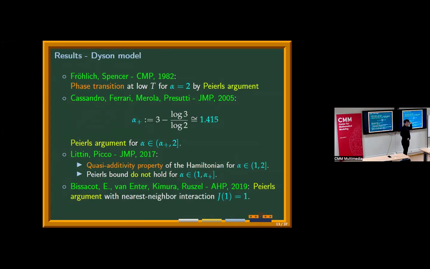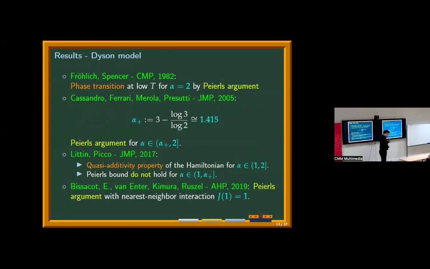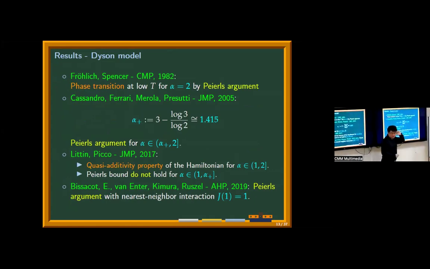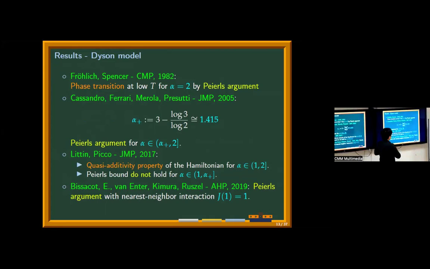After Fröhlich and Spencer, it was quite natural to ask if it's possible to generalize the notion of contour for other alphas. For alpha between one and two, we have alpha equal to two. How about the others? Cassandro, Ferrari, Merola, and Presutti showed that yes, it is possible to use that type of contour from Fröhlich and Spencer for other alphas. However, this type of approach needed to limit the range of alpha. It's not for any alpha between one and two, but for alpha above alpha plus and below two, where alpha plus is that number here. So we can't really go through for any alpha between one and two. Here it's very technical, actually. Just make sure this alpha plus is quite technical.